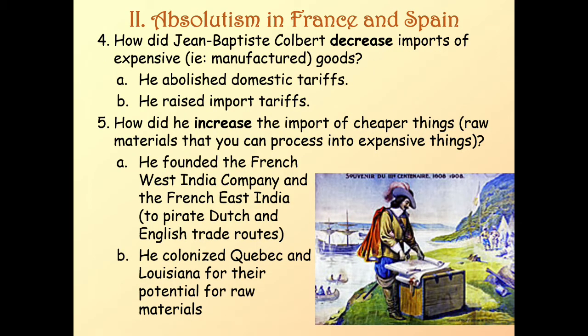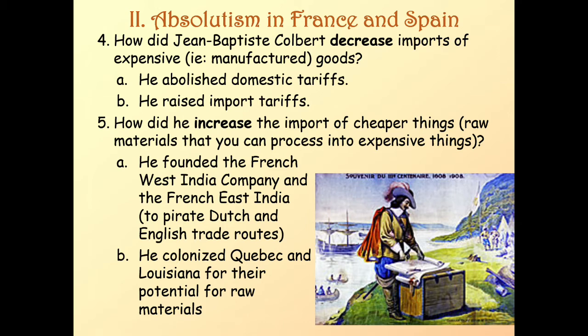So how did Jean-Baptiste Colbert decrease the imports of expensive manufactured goods? He did two things. Number one, he abolished domestic tariffs, the tariffs that you had to pay on goods that you were sending from one part of the country to another. Get rid of those. Make it real easy to move and sell goods within the country. Second thing he did was he raised import tariffs, in other words, tariffs on goods that are coming into the country from the outside.